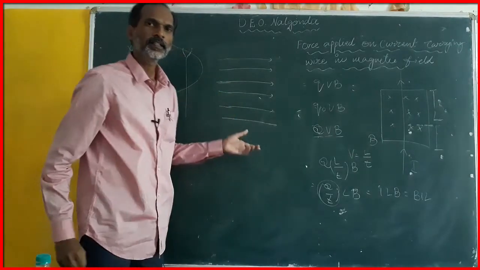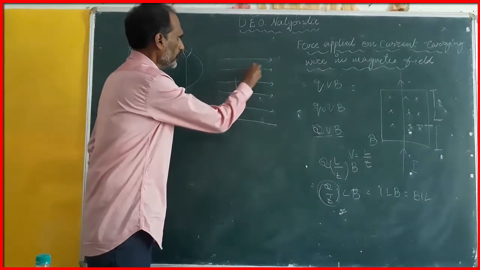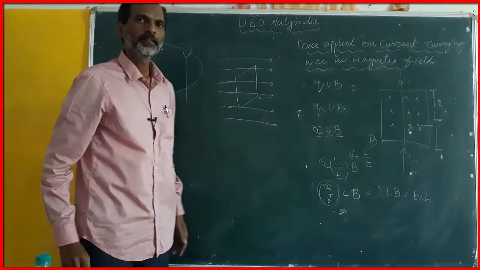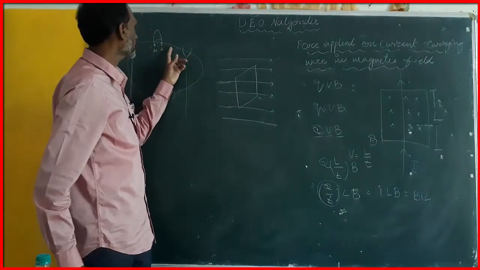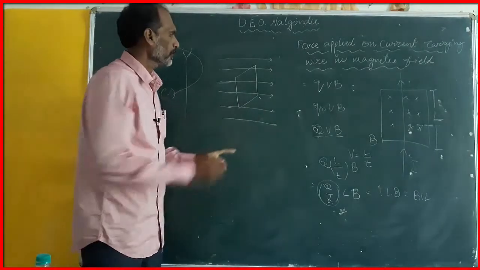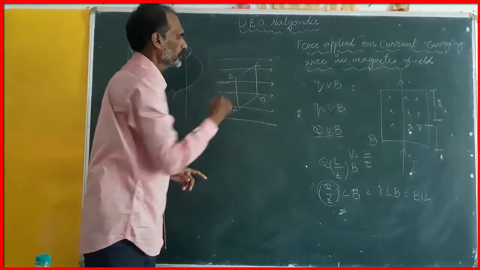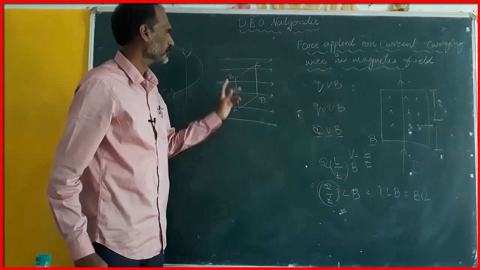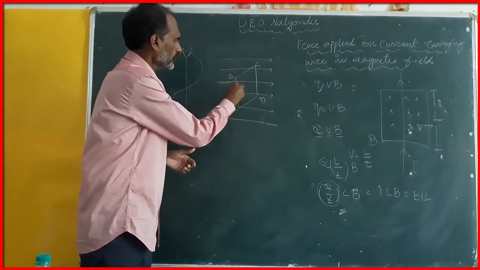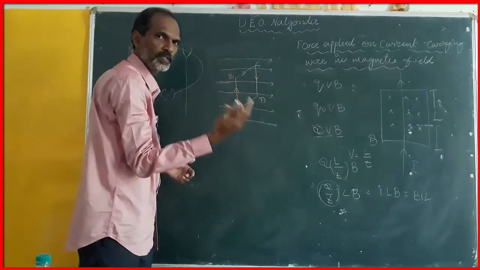Consider this a uniform magnetic field, and this will be the coil. It means this conductor is replaced with this coil. Now these are A, B, C, D, the sides of this coil. The electric current is passing from A to B, B to C, C to D, as well as D to A.